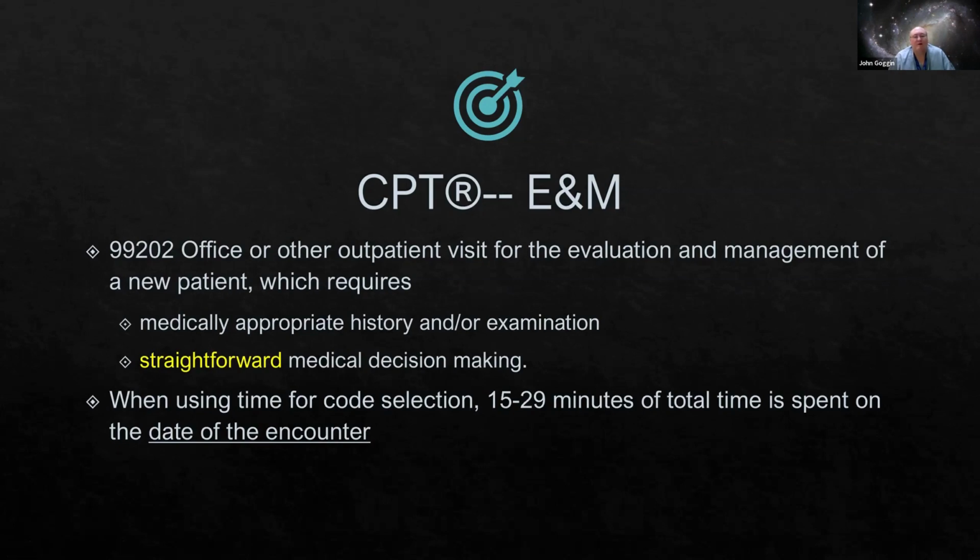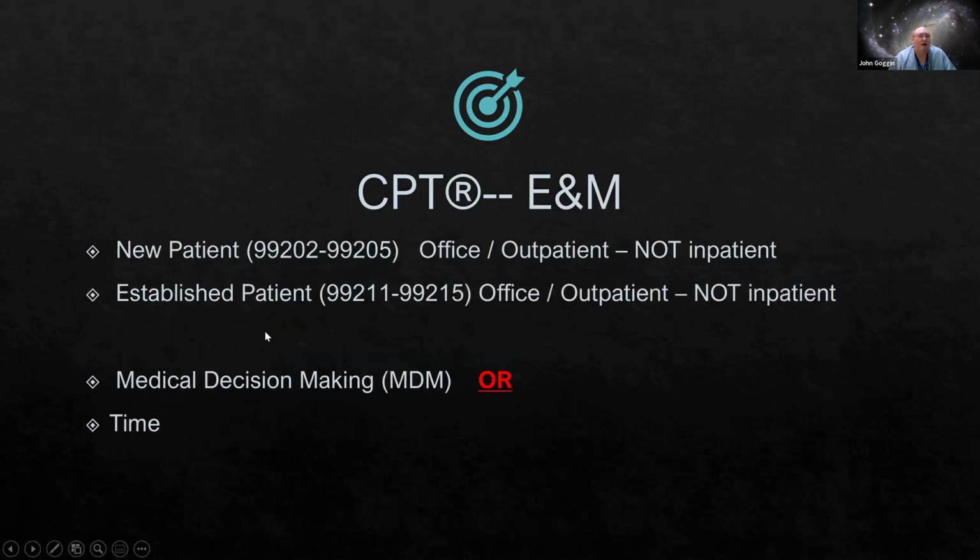You had to have 6 things in your review of systems and 2 points for your HPI and 6 systems examined and so on and so forth to figure out what code to use. That's been all replaced with a system that uses just medical decision making or time, and you don't mix and mingle these. It's one or the other.